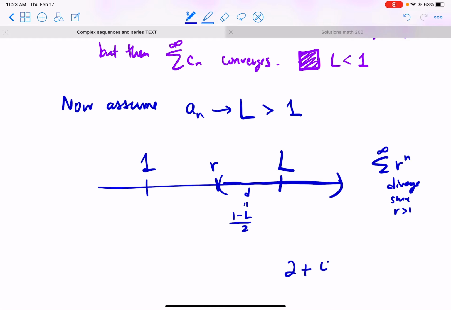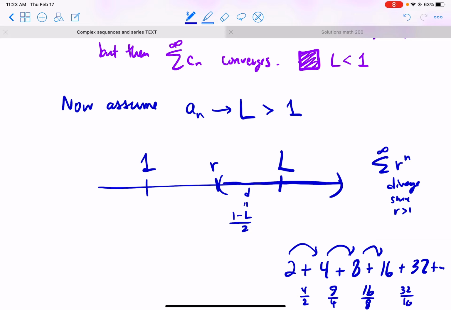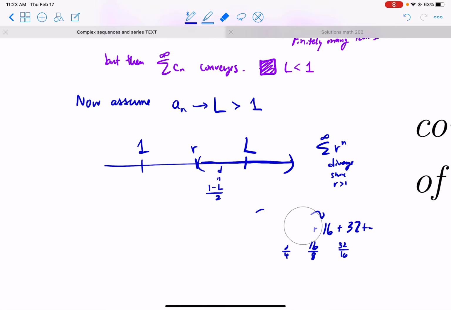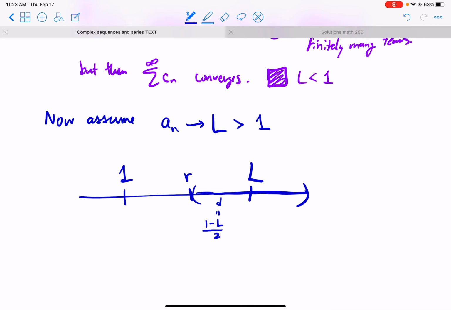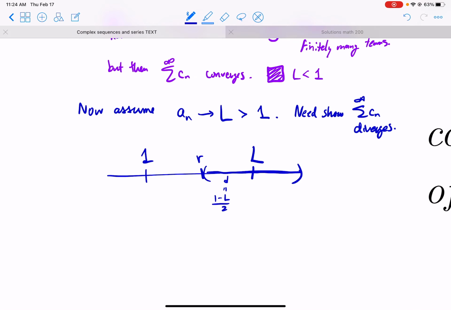This is like 2 plus 4 plus 8 plus 16 plus 32 plus dot, dot, dot. This is going to diverge because r is, in this case, 2. The common ratio is 2. 16 over 8 is 2. 8 over 4 is 2. 4 over 2 is 2. 32 over 16 is 2. So the common ratio is greater than 1. So it diverges. Okay, so now assume this. We need to show that this series diverges. So we're going to compare it to a divergent geometric series.